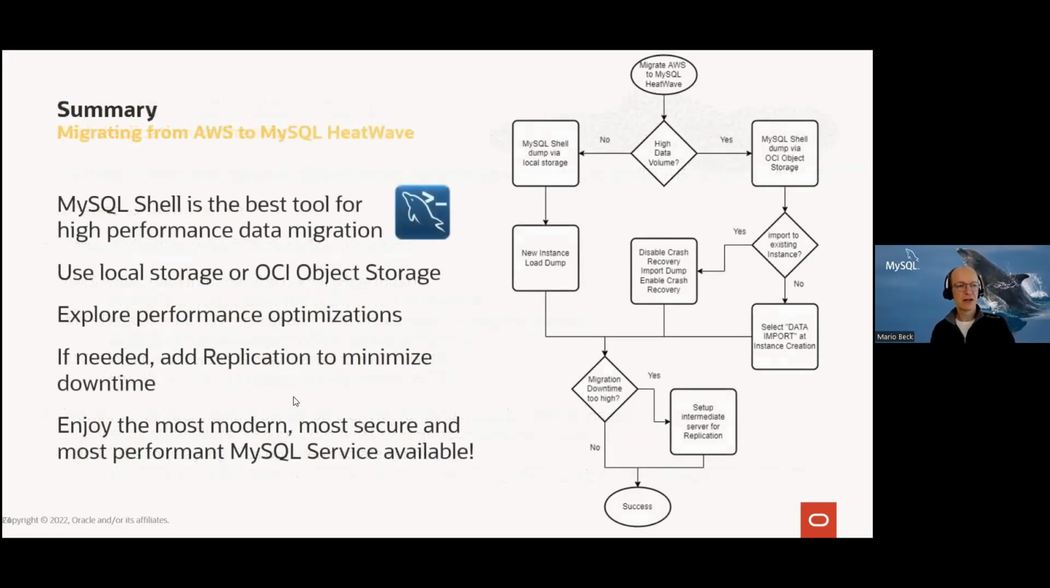So as a summary, MySQL Shell is the best tool for that migration. Use local storage or OCI object storage to put the migration data during the process. Local storage is good for small volume. If you have large volume of data, then use OCI object storage. Explore the different performance optimizations. There are many options available to improve performance of that. I mentioned the big ones already. If absolutely needed, you can add replication to minimize downtime. And then you can enjoy the most modern, most secure, and most performant MySQL service that is available on Oracle Cloud.